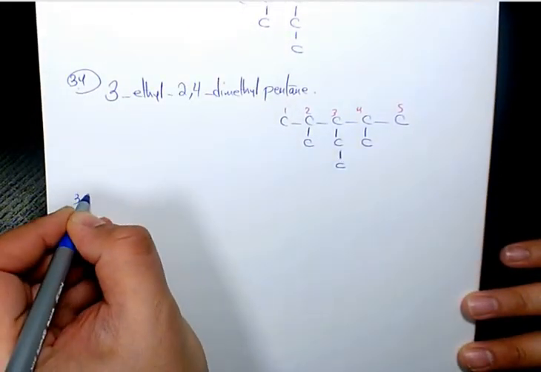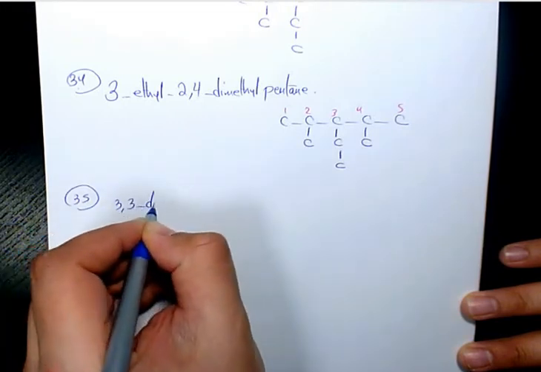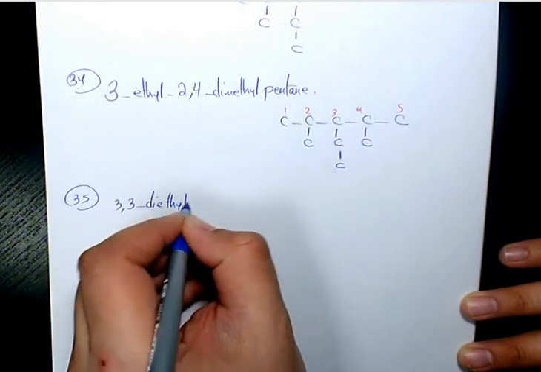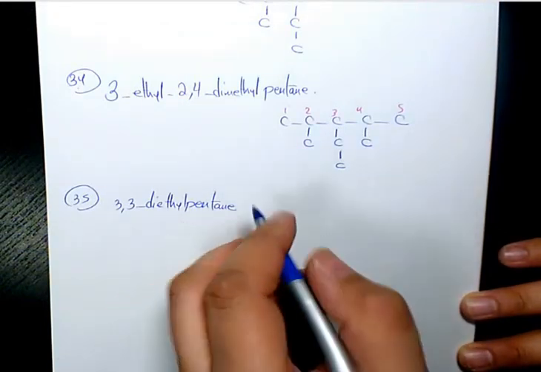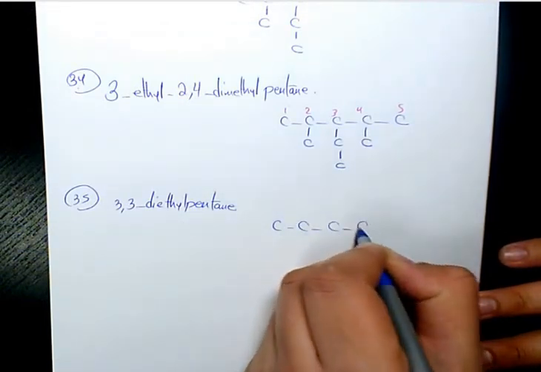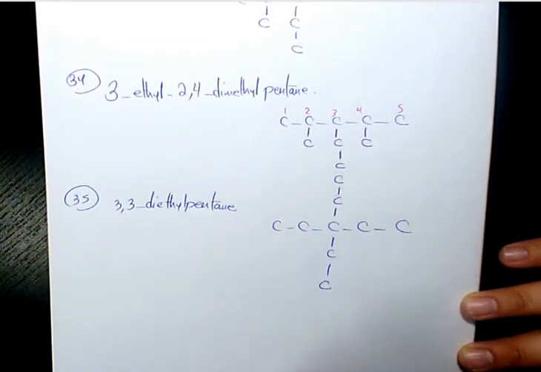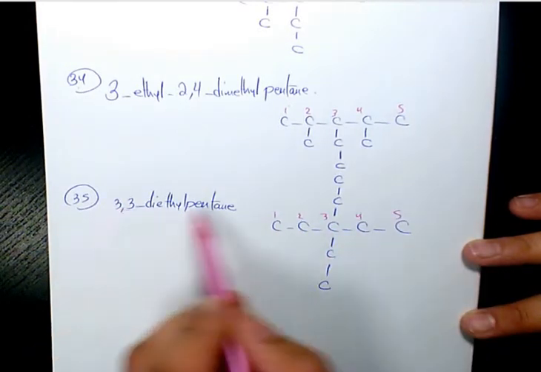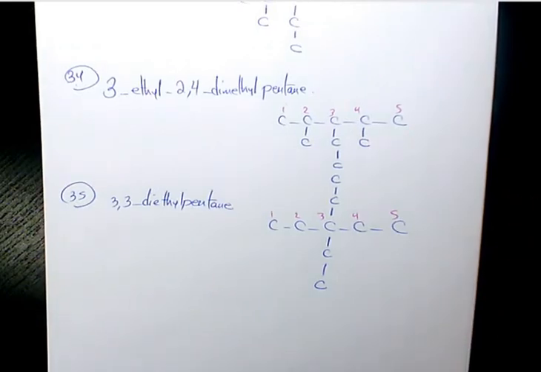And the last one is going to be 3 and 3 diethyl. So when we have 2 ethyl groups, pentane. 1, 2, 3, 4, 5. So we have 1 ethyl in here and 1 ethyl in here. 1, 2, 3, 4, 5. You have 3 and 3 diethyl pentane. So this is the last isomer of nonane.